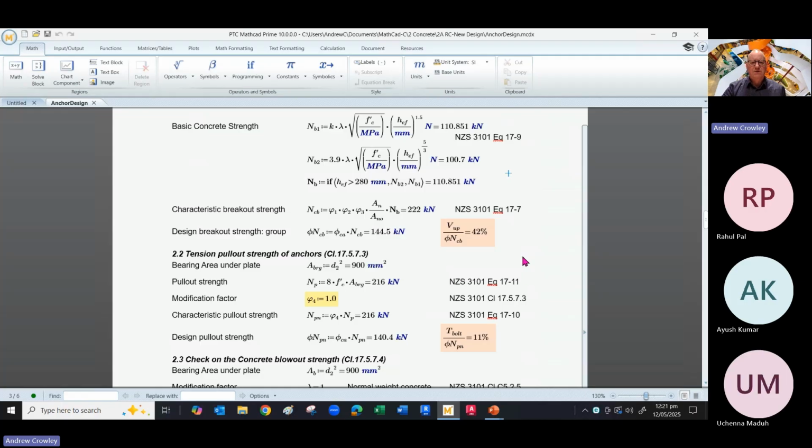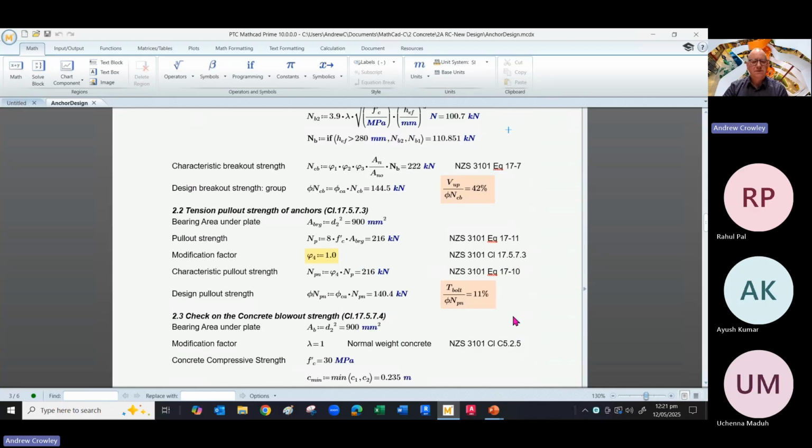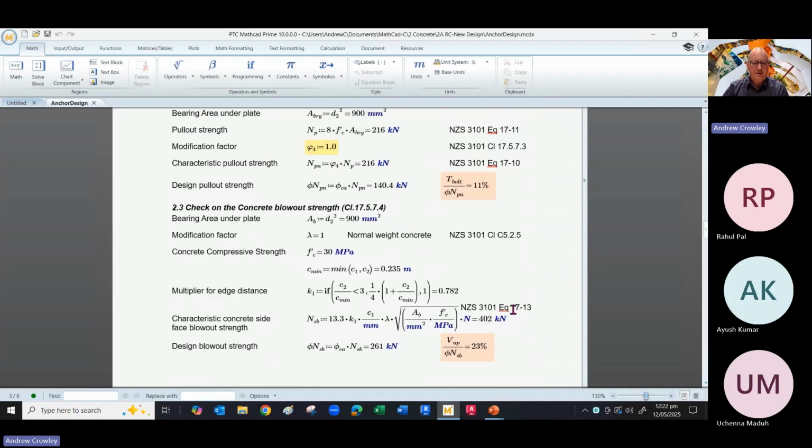Then we look at the tension pull-out strength of the anchors. We're assuming a bearing area under that plate. So remember, we assumed a 30 by 30 plate under the bolt head. Now, our spreadsheet uses the full area and just says it's d squared, whereas I've always deducted the area of the bolt itself to be a little bit more conservative. Tell me which one you think is correct. Answers in the chat, please. But that gives you a pull-out strength of 216 and therefore a design pull-out of 140. So again, it's not particularly critical because it's a utilization of 11% in this case.